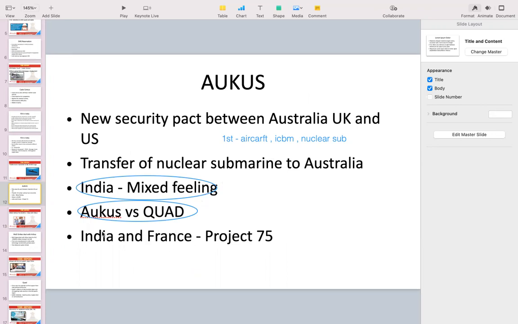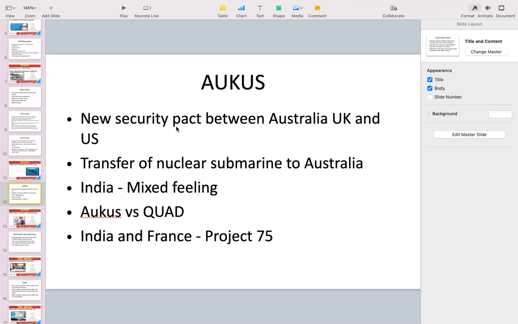India is already having trade relations with France. All of you know about Rafale. We have bought it from France. And there is also Project 75 where we are developing submarines. You would have heard about Kalvari, Khanderi, all these submarines. Six Scorpene class submarines are being developed by France in India under Project 75. So these are the challenges for India.